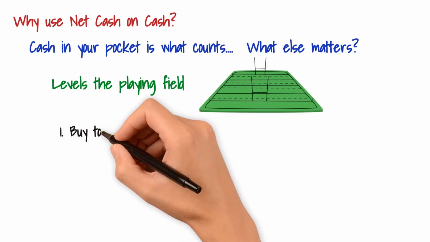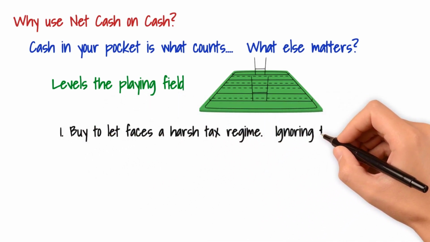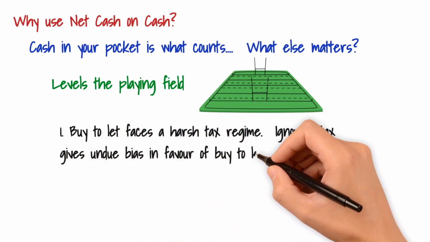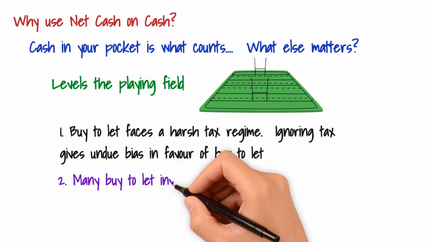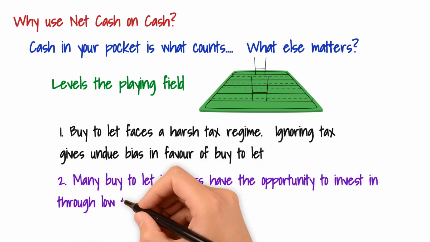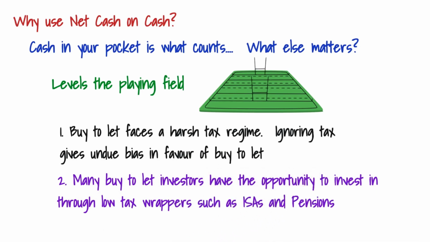This is required because buy-to-let faces a harsh tax regime. Ignoring tax gives undue bias in favour of buy-to-let. Many buy-to-let investors have the opportunity to invest through low tax wrappers such as ISAs and pensions. Thus, net cash on cash assists us in making comparisons between buy-to-let and other forms of investment.